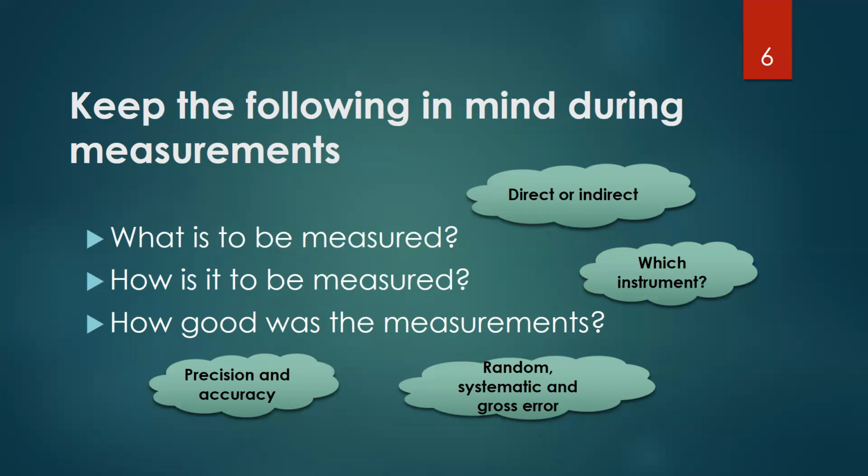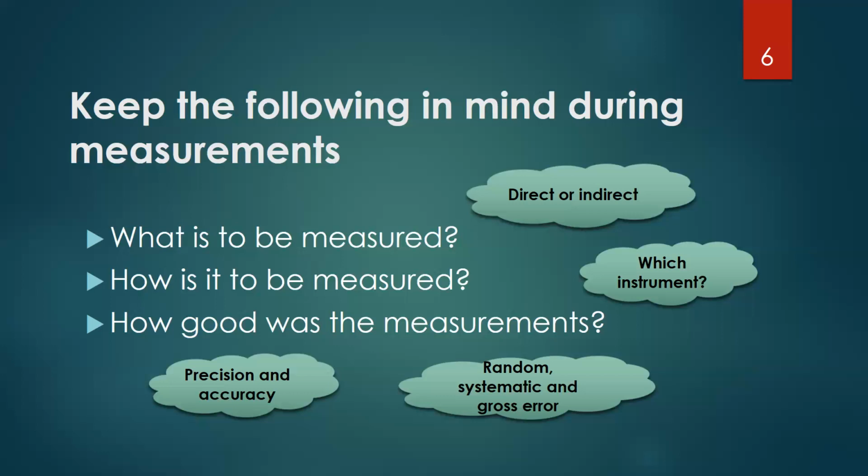What is going to be measured? For example, if you want to measure heat, do you measure the heat directly, or do you measure something else and compute the temperature or heat from it? So, what is going to be measured and how? Is it direct or indirect? How is it to be measured? It means which instrument do you use for that?